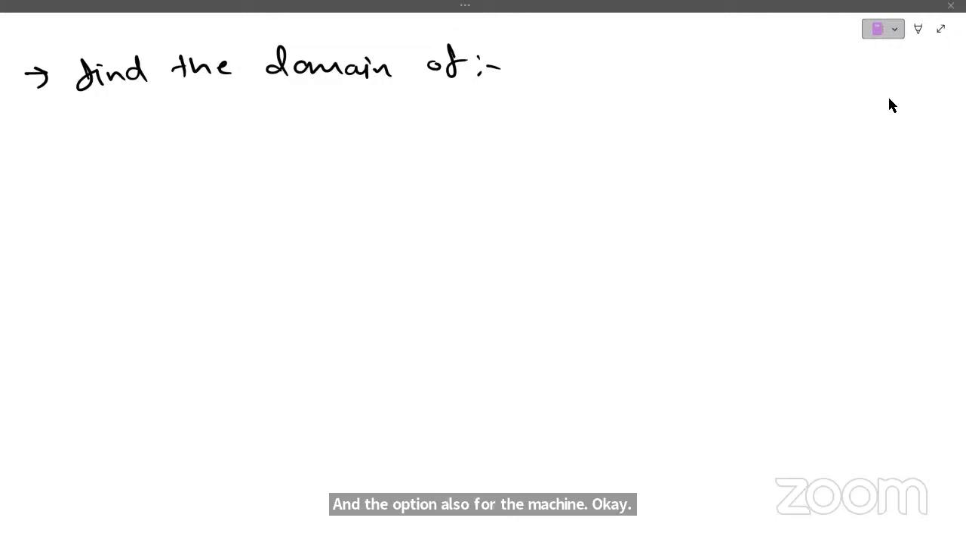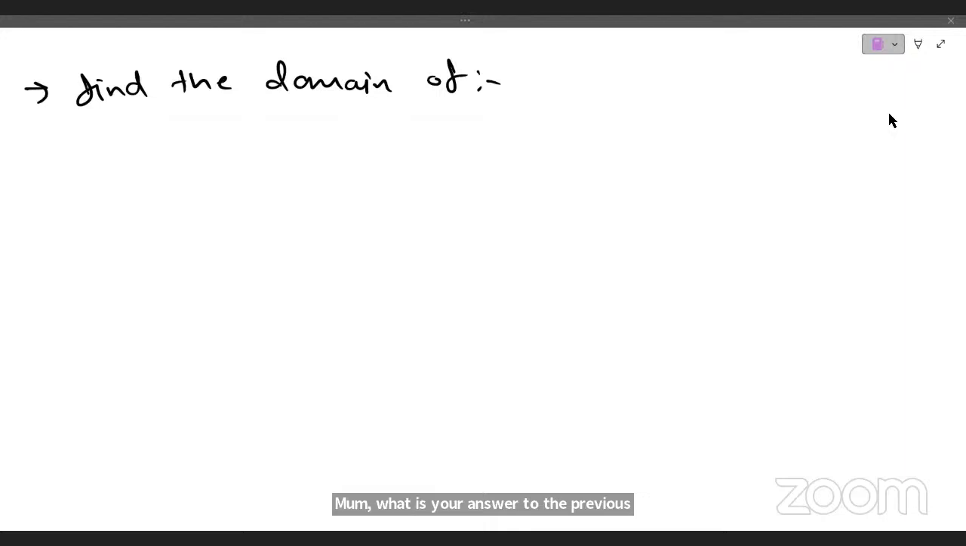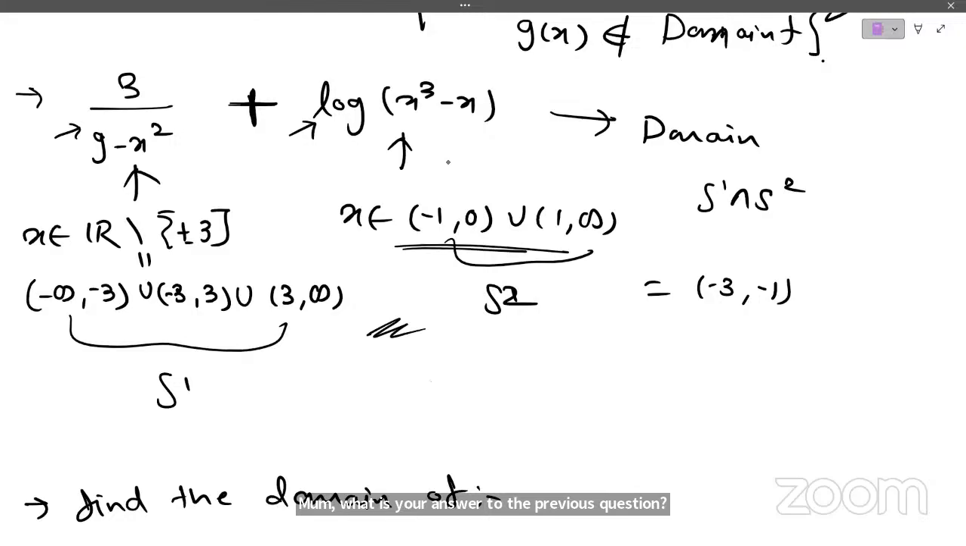Ma'am, what is the answer to the previous question? So the answer will be the intersection of these two. The intersection: from here you get minus infinity to minus 3, but these points are not here, right? Then you get minus 3 to plus 3, but here we just have minus 1 to 0. So again, this won't be the answer. From minus 3 to minus 1, points are present here, but they are not here. So this is minus 1 to 0, right?